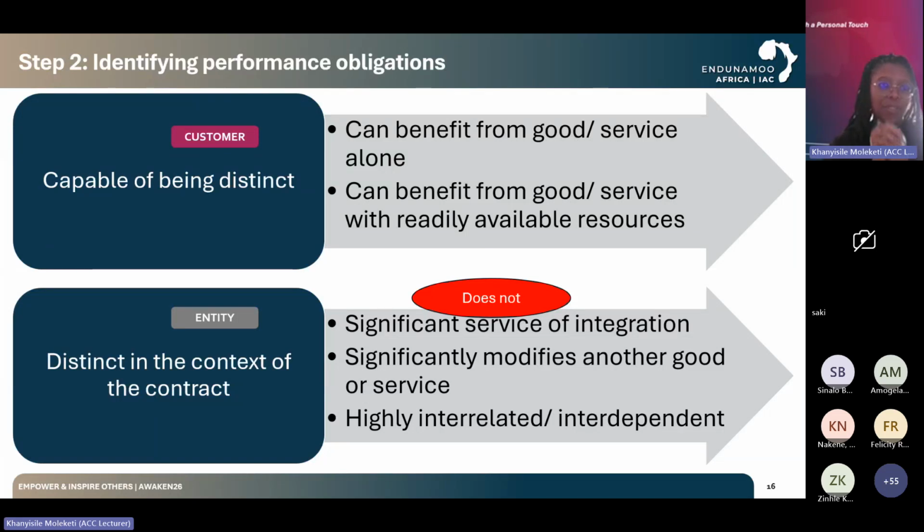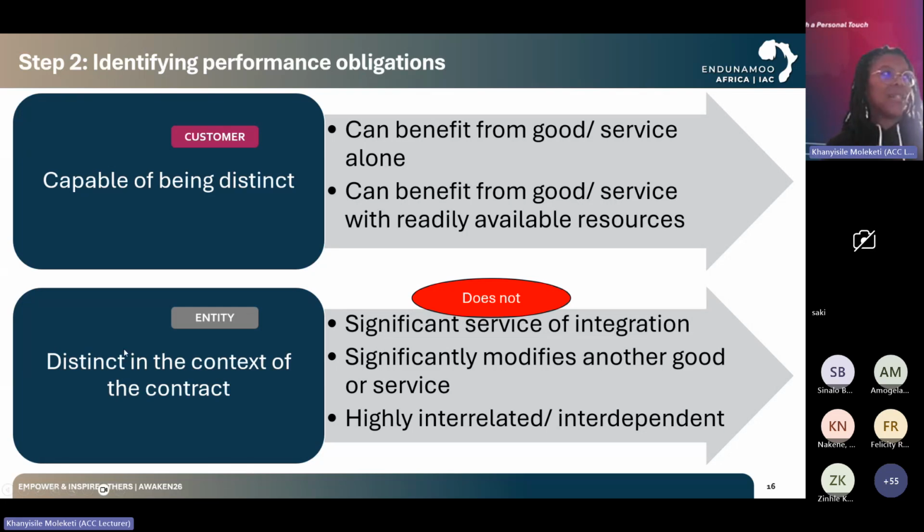All right. So the entity has not provided a significant service of integration. You can buy them separately. You can use them separately. The goods do not significantly modify each other, so the car doesn't modify the service plan and the service plan doesn't modify the car. And the goods are not highly interrelated or highly interdependent. Then, once you've concluded on both, you can conclude, in this case, that you've got two separate POs.